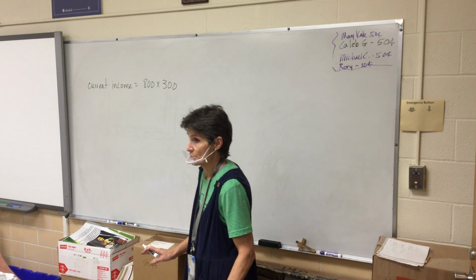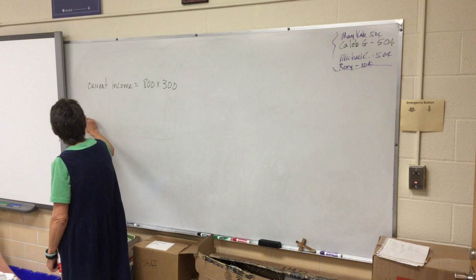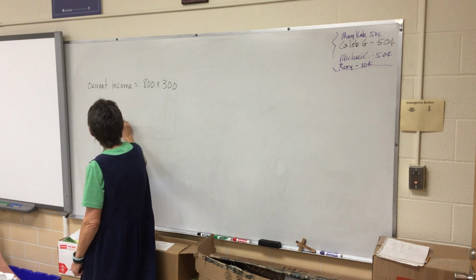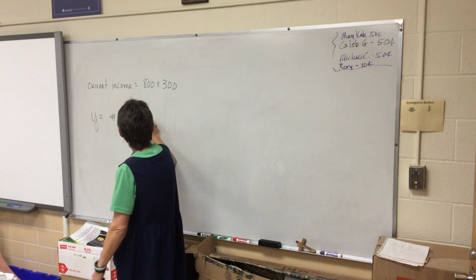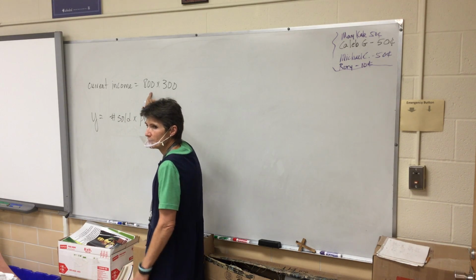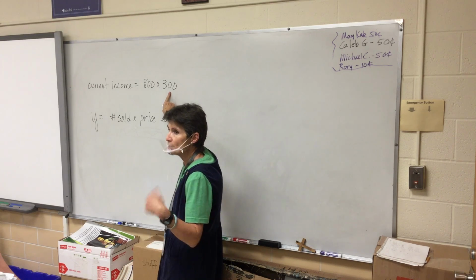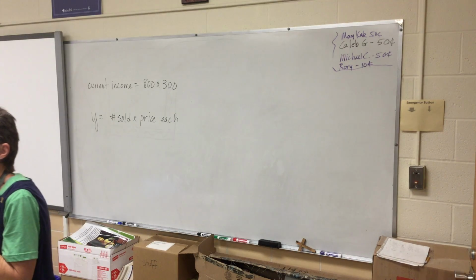Okay, but it's going to change. So future income, well, it's the number sold times the price each, or the number rented times the price each. That's how we did this calculation, right? 800 apartments times $300 each. But we're going to make some changes. What are we going to do? According to the problem, what's going to happen?